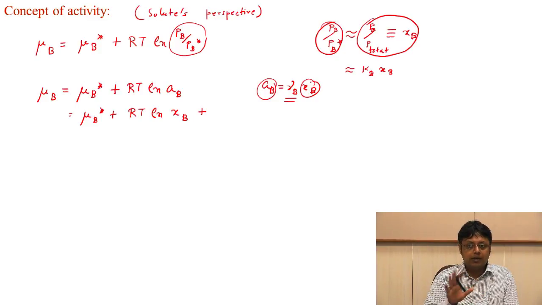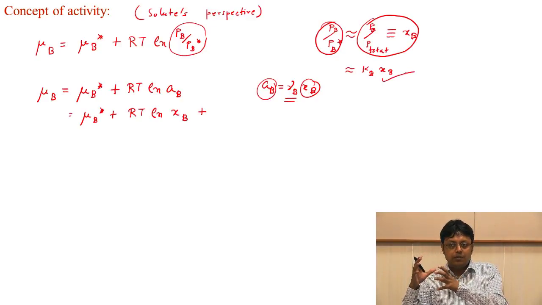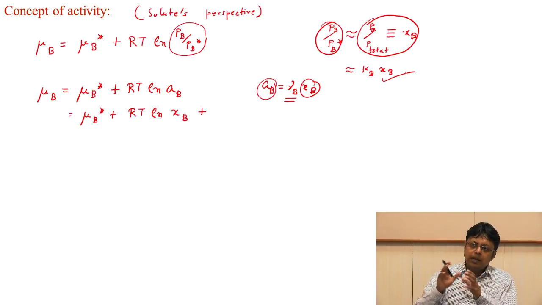In fact, you cannot write it to be equal to XB, because already from Henry's law we know that it cannot be proportional to XB. It is some constant into XB, and that constant we have to measure experimentally. Now what it means is that when I have a very dilute solution, it is already an ideal solution. That's why I talked about a departure in Raoult's law.